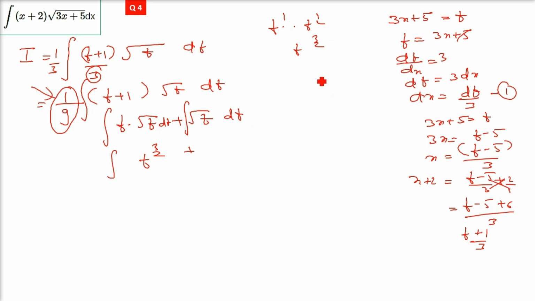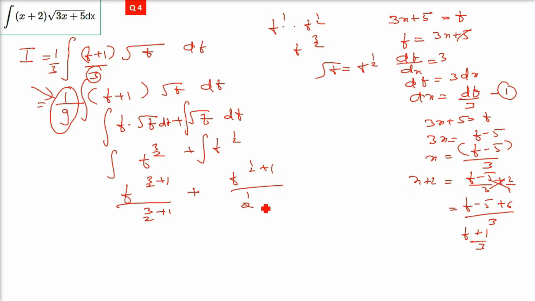Under root t is simply t raised half. So we can just write it as t raised half. T raised half goes here. All this is going on. You see, dt, dt, dt, I'm not writing it. T raised 3 by 2 plus 1 divided by 3 by 2 plus 1. And this t goes half, t raised half plus 1 by half plus 1. T raised 3 by 2 plus 1 is t raised 5 by 2. 3 by 2 plus 1 is eventually 5 by 2 only.